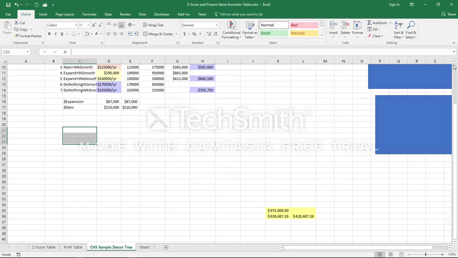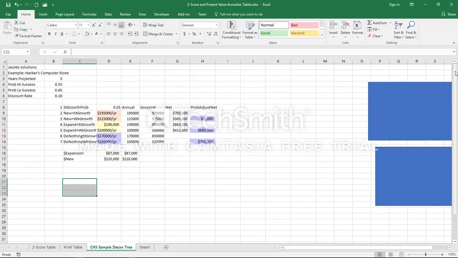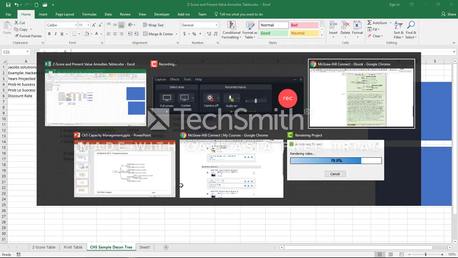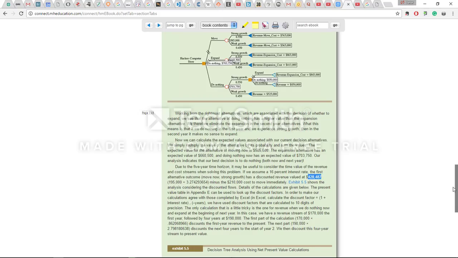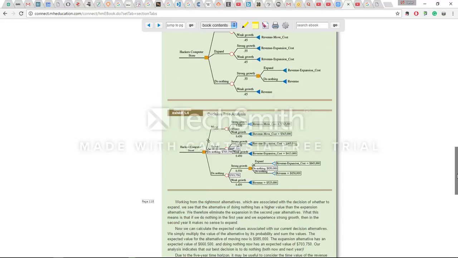Okay, welcome back for the second part of Jacobs Chapter 5, Example 5.2, Decision Trees. And we're going to apply present value concepts to the same problem that we just finished. What you see here is right where we finished off Part A of this. We just finished completing the decision tree that accompanies the problem that we had.